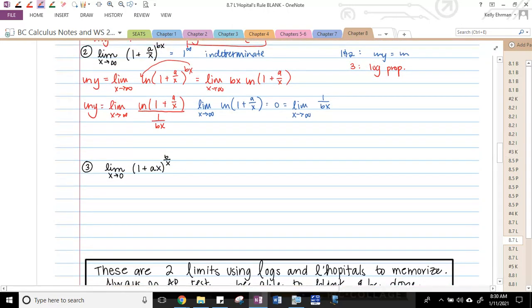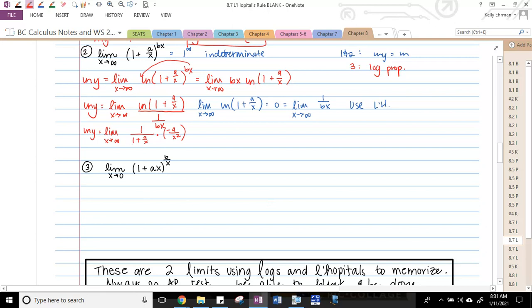All right, so we're going to use L'Hopital's. So natural log of y equals the limit as x approaches infinity. The derivative of natural log of 1 plus a over x is 1 over 1 plus a over x times the chain rule, the derivative of 1 plus a over x. So basically the derivative of this term is what? Negative a over x squared? Yes?